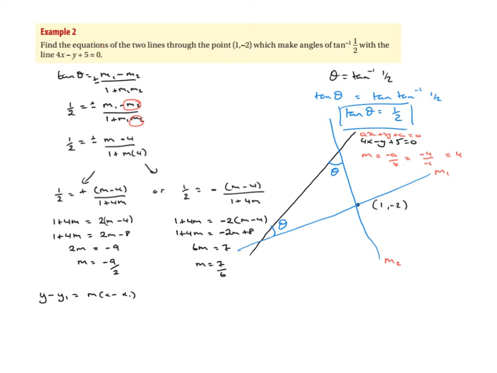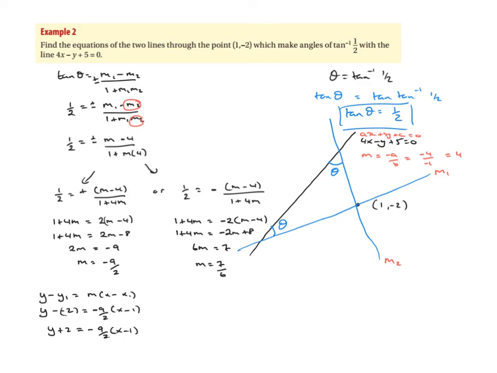So all we do is we put in the numbers that we have. So in this case we have y minus y1, which is minus 2, is equal to m, which is minus 9 over 2, and then we have x minus 1. Okay, so we've got y plus 2 is equal to minus 9 over 2, x minus 1.